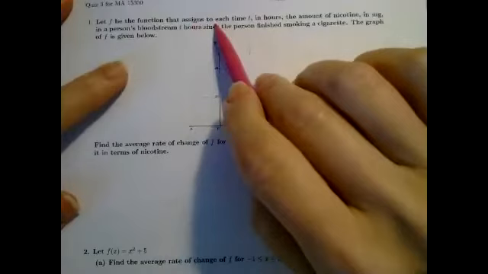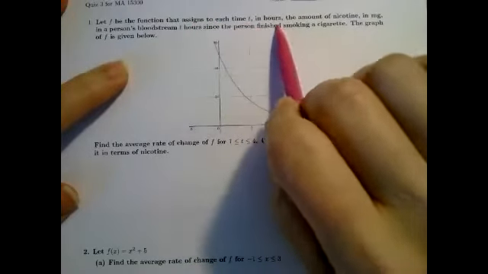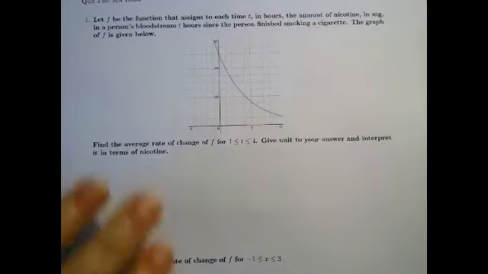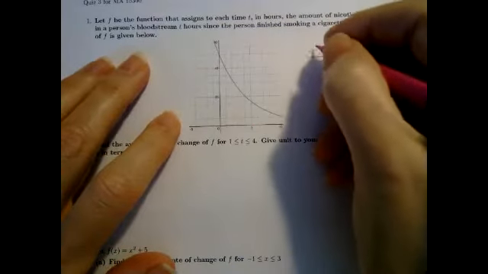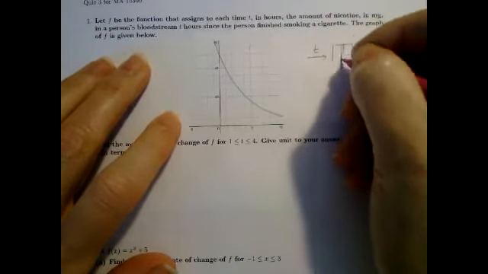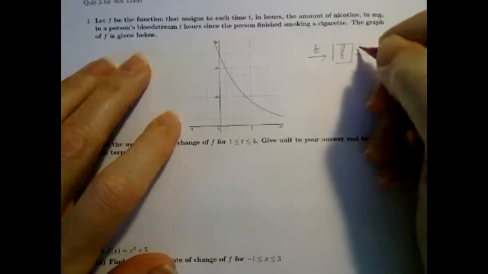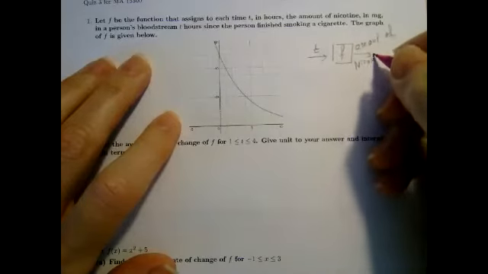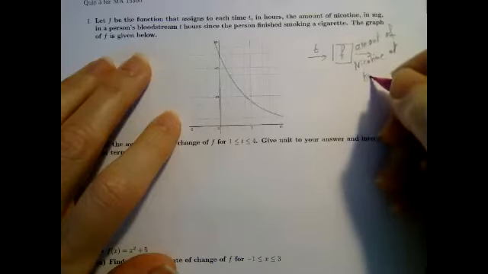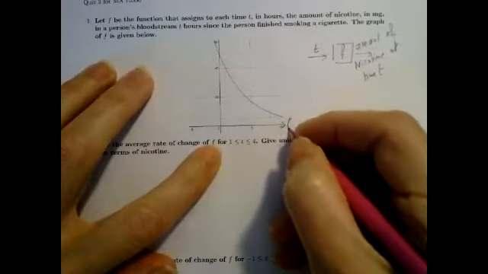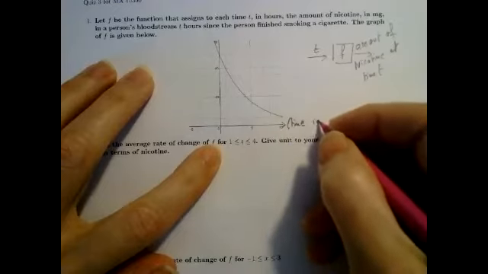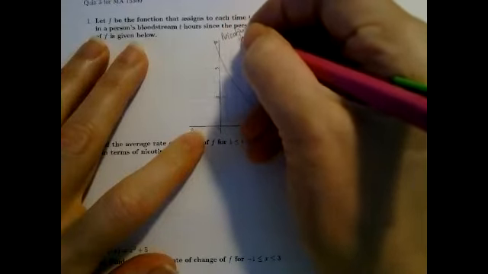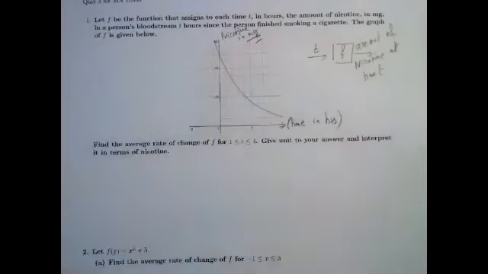Let f be the function that assigns to each time t in hours the amount of nicotine in milligrams in a person's bloodstream. So this is a function that you give the time, and it gives you the amount of nicotine at time t. Here t is the time in hours, because that's my unit, and this is the amount of nicotine in milligrams.